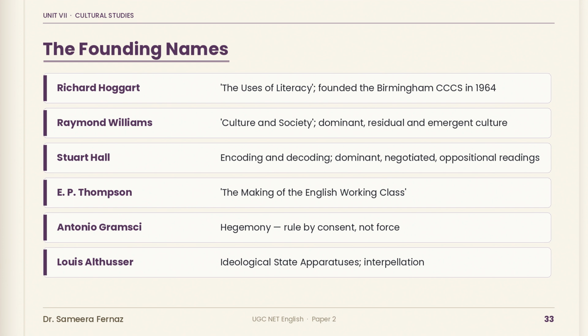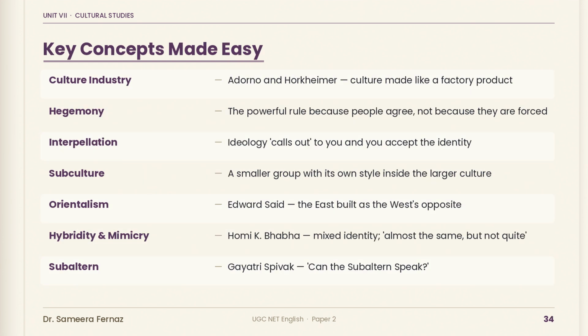Antonio Gramsci gave the concept of hegemony, which means rule by consent rather than by force, and Althusser gave the ideological state apparatus and the idea of interpellation. Unit 7, Cultural Studies. Now the key concepts made easy.